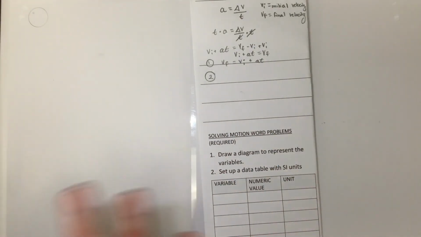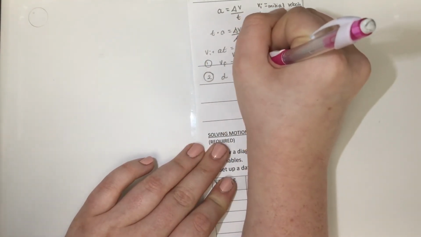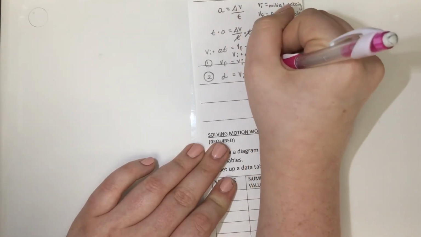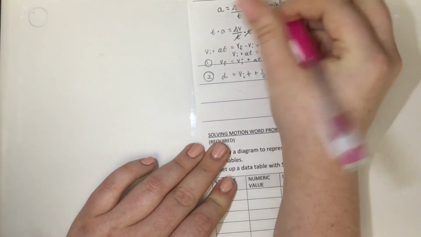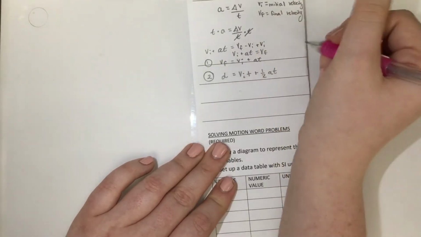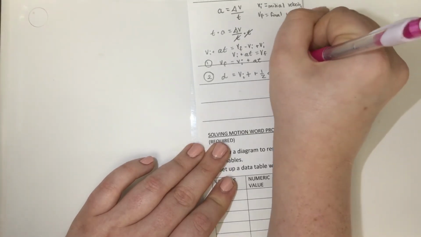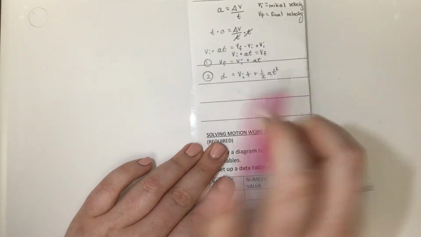For equations 2 to 4, they're a little bit more difficult to work out, so I'm just going to give them to you. We have distance equals the initial velocity times time plus half of the acceleration times t, or time, to the second power. Make sure you don't forget your power up here.